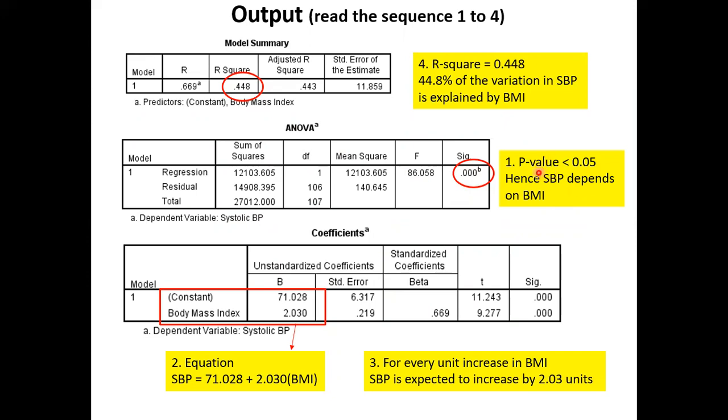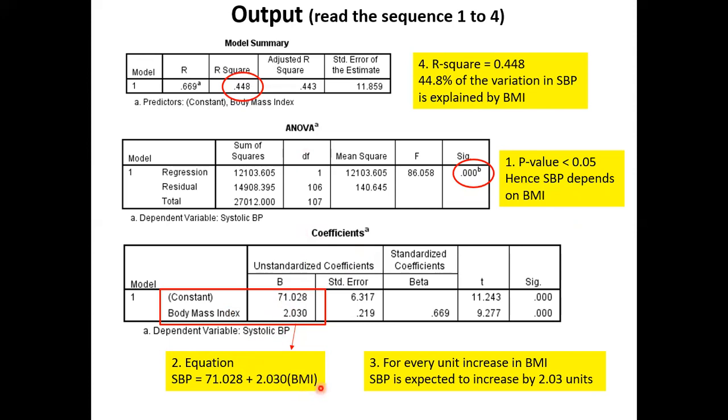How much? How? You say depends. Next question, how? Come to this coefficients table. We'll go down to these coefficients. Does it depend on BMI? Yes. Next question, how? So write the equation. BP equals 71.028 plus 2.03 times BMI. This is a constant, that's your A. We don't interpret it. Coefficient for BMI, this value.